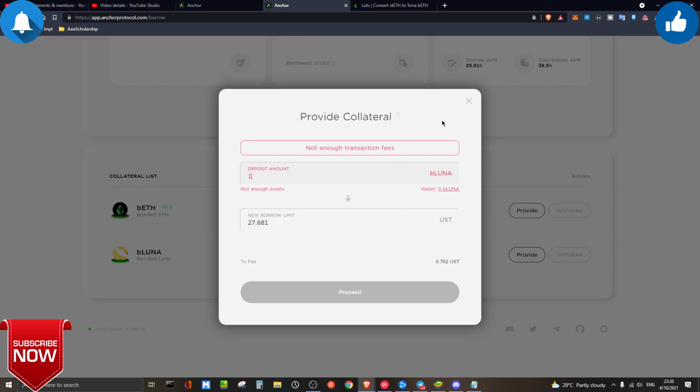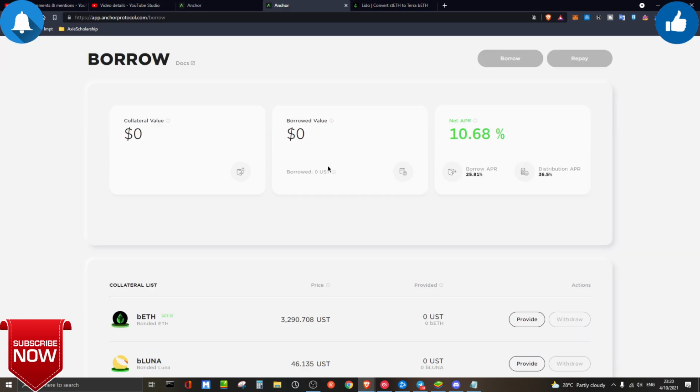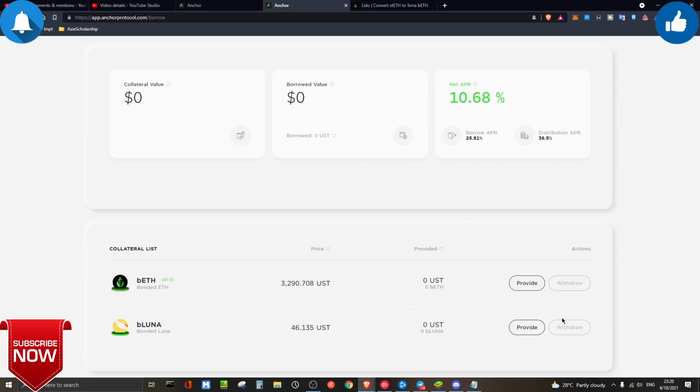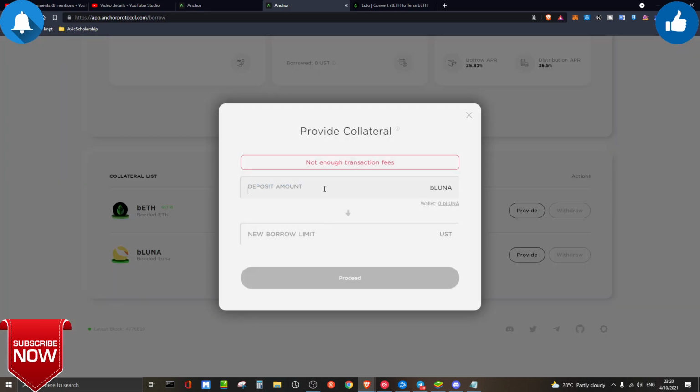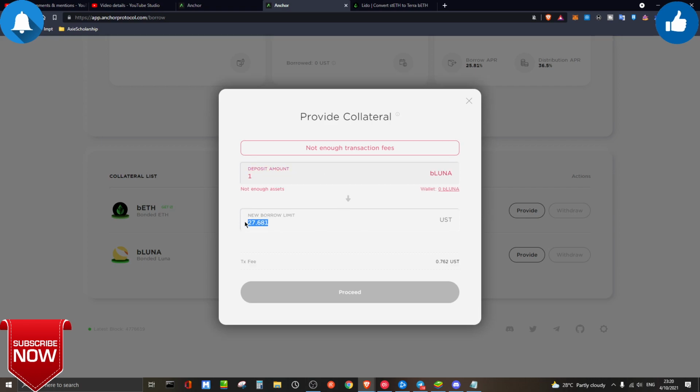You can see that previously it showed that 1 Luna is around $40, and if you provide your bLuna, you are getting around $27 back. So you are taking collateral of maybe 50% loan to value, and from there you can assess how much you want to start borrowing.